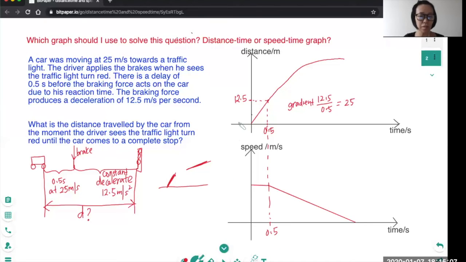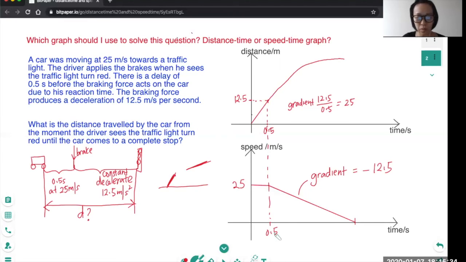So let's put the numbers into the graph. So it was traveling at 25 meters per second. So I could put it here, that's great. I do not know the time, okay, but I do know the gradient because the gradient of the speed time graph gives you the deceleration. So that means my gradient would be negative 12.5 as given in the question.